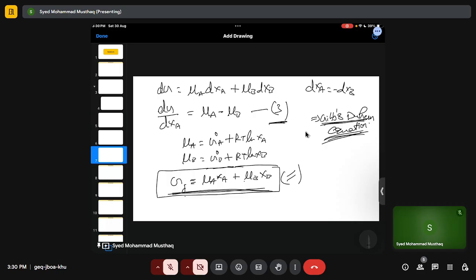So how are these useful? How do we get some information from this? Let's go to that point. Okay. Before going into the Gibbs-Duhem equation, I hope the chemical potential point is clear.